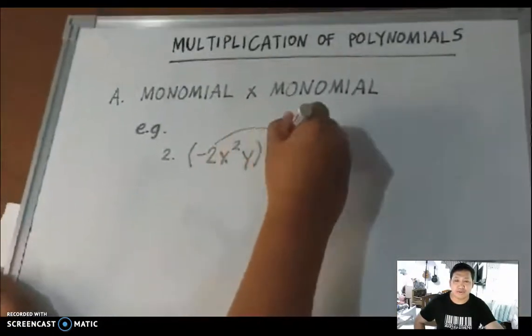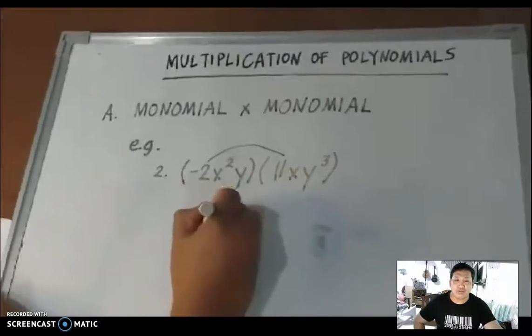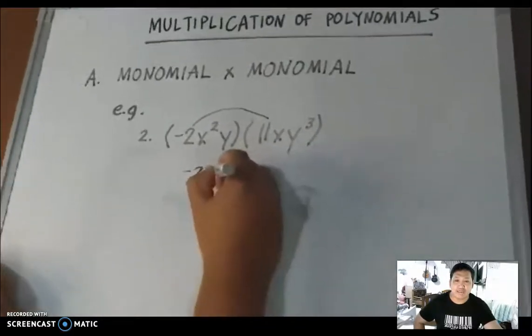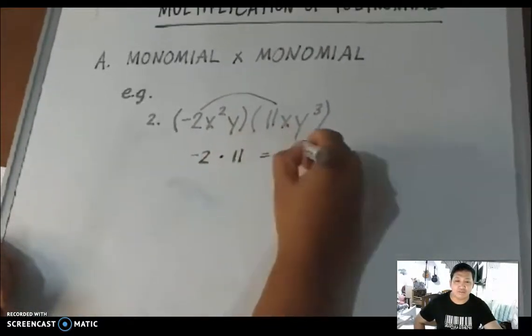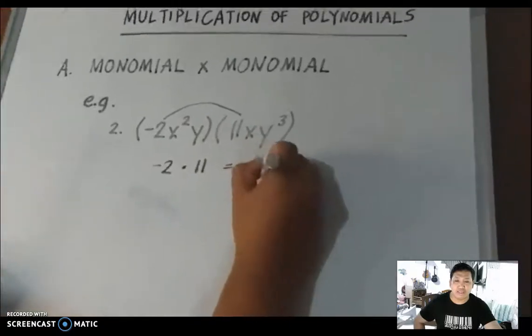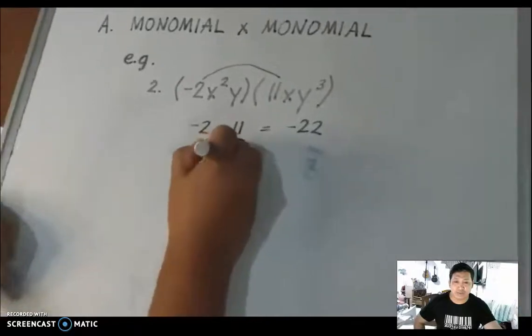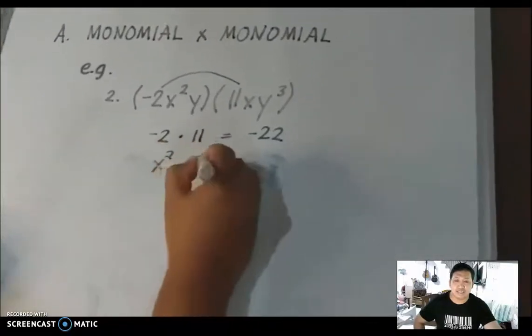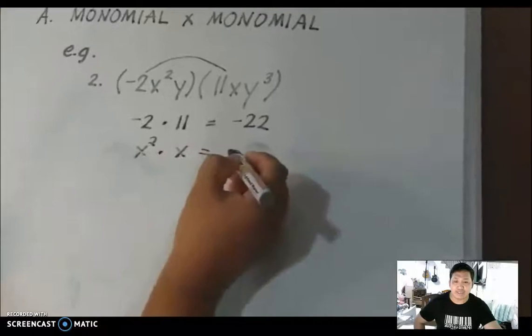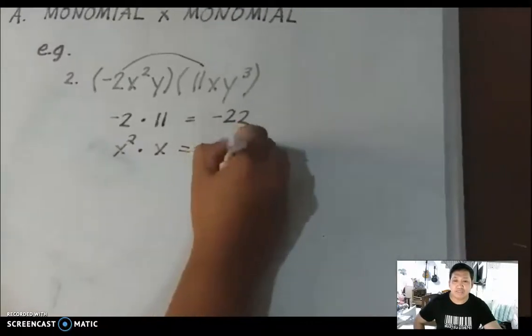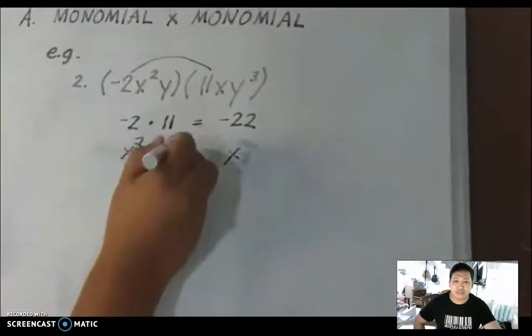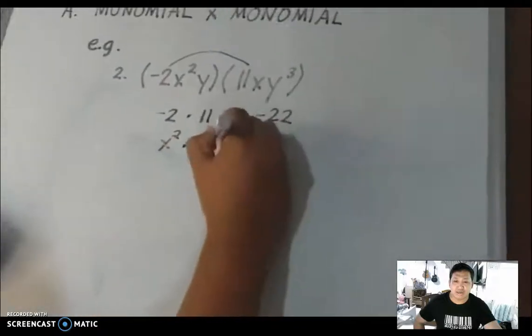For the second example, we have negative 2x squared y times 11xy cubed. Multiply negative 2 and 11. It will be negative 22. Then multiply x squared and x. Since x doesn't have an exponent, it means it's 1. Just add 2 and 1, and it will become 3.